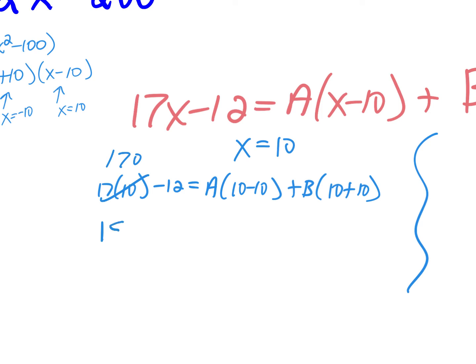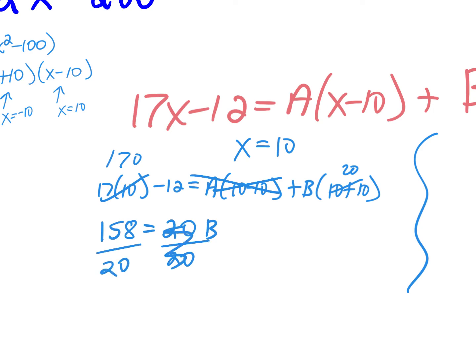158. Good. Equals. What's 10 minus 10? 0. And 0 times A is 0, it cancels. What's 10 plus 10? 20. And then 20 times B just gives me 20B. So divide both sides by 20.